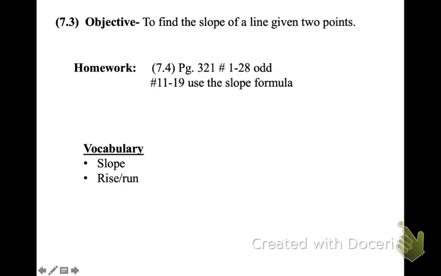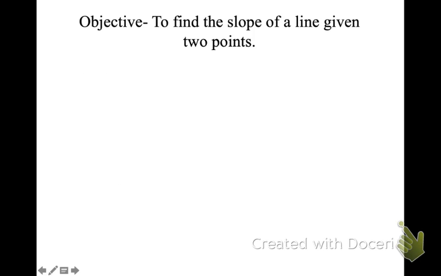Today we're working on section 7.3, finding the slope of a line given 2 points. We have multiple ways to find it, so we'll talk about looking at the graph, using rise over run, and using the slope formula. On numbers 11 through 19 on the homework, please use the slope formula. All right?